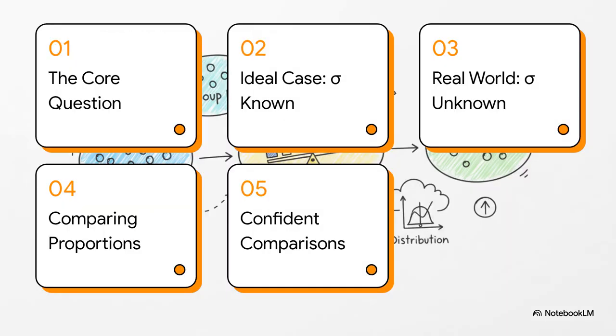So, here's our game plan for this explainer. We'll kick things off with the core question we're trying to answer. Then we'll walk through an ideal world case and then a much more realistic one. We'll even see how all this works for percentages, not just averages. And then we'll wrap it all up with the big idea that you can use just about anywhere.